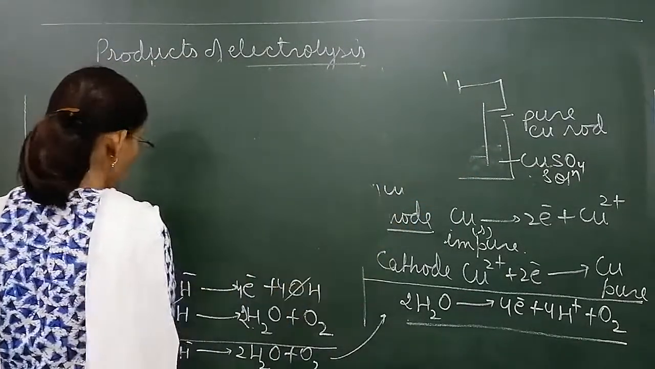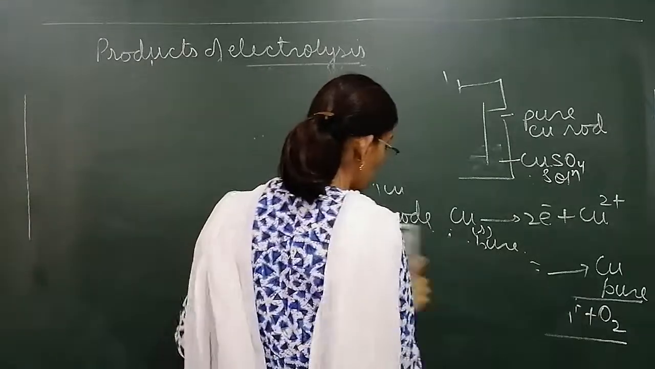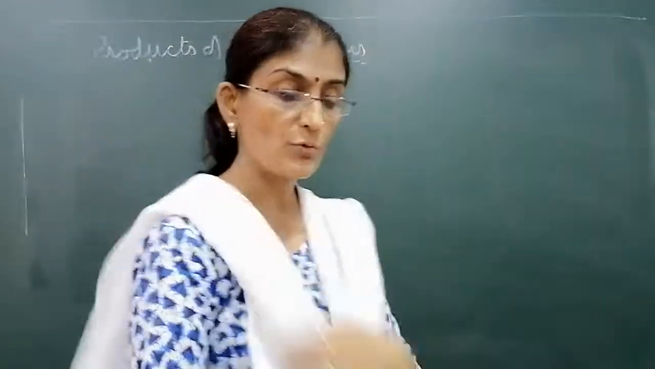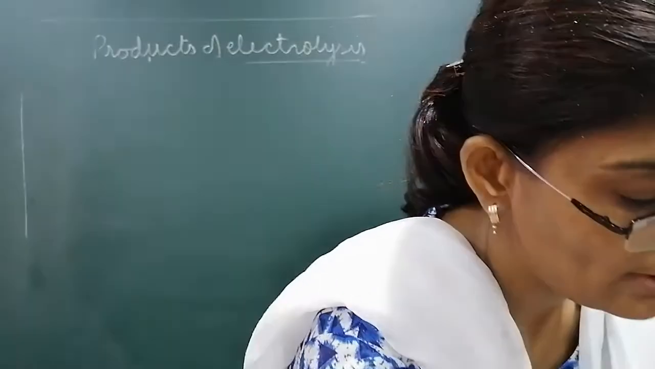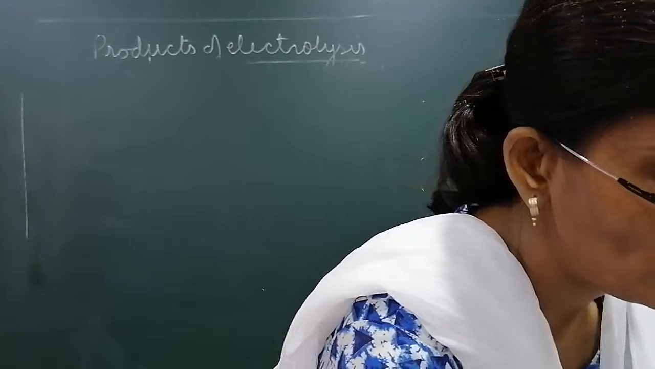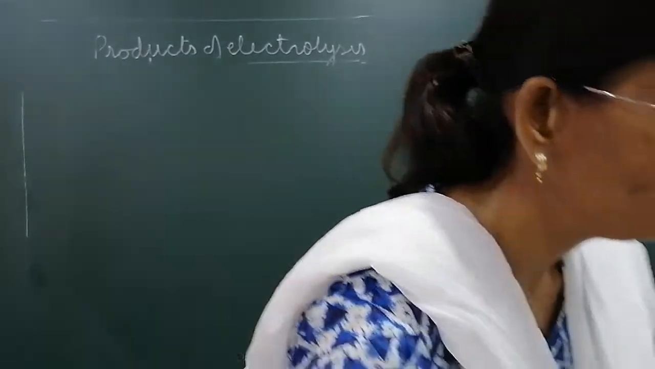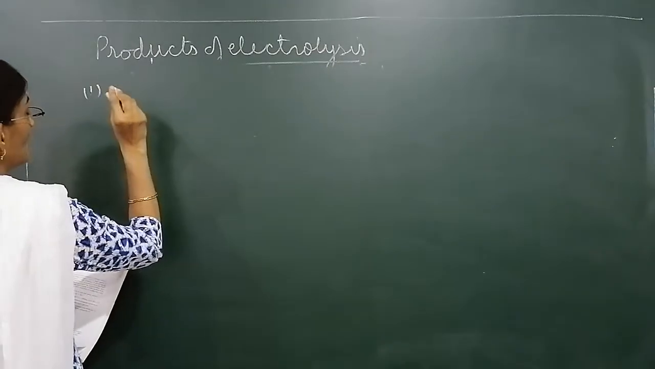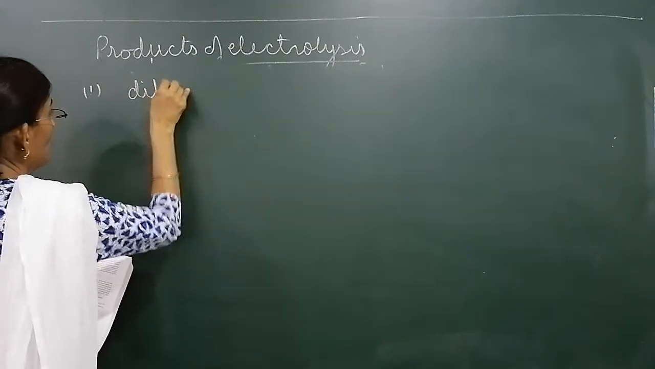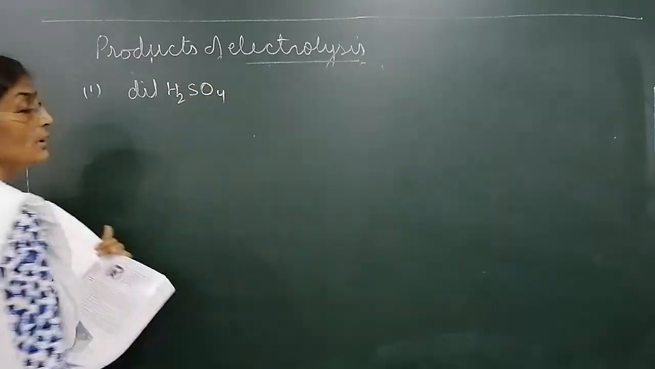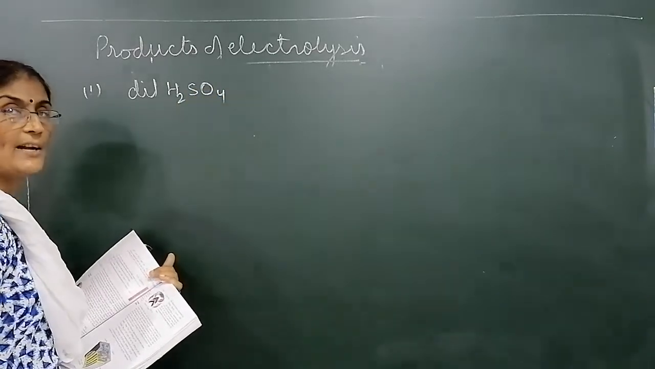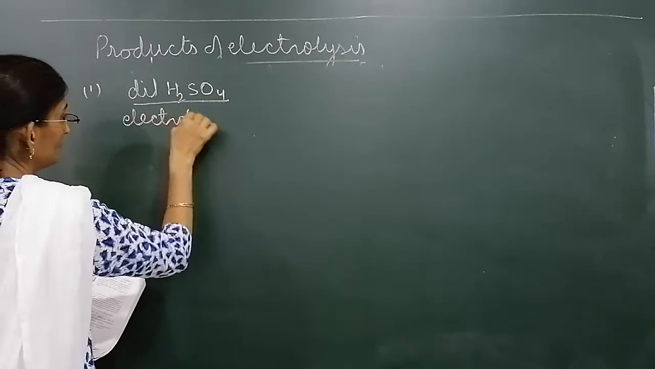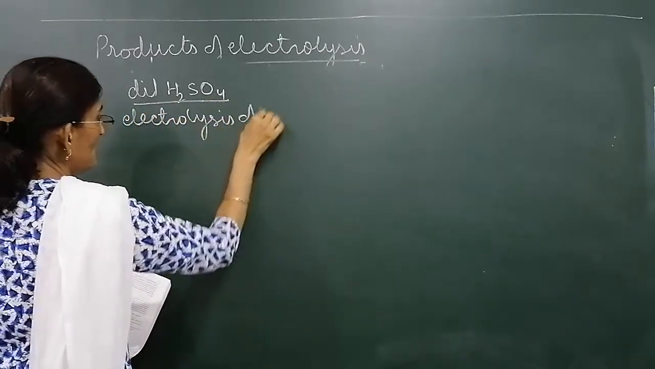Now, one more example is given for sulfuric acid in your textbook. There are two reactions taking place for H2SO4. First is, if we are electrolyzing very dilute H2SO4, then it is simply electrolysis of water.